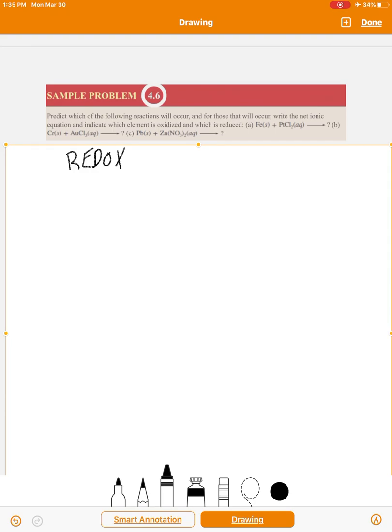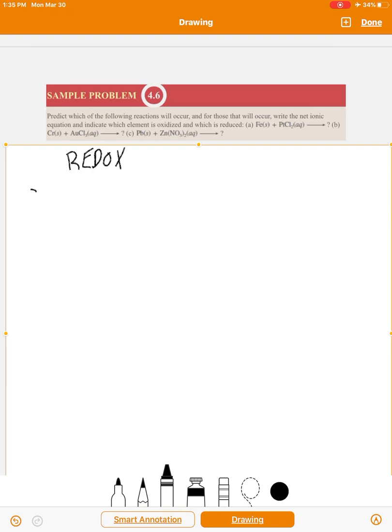So A is iron, solid, Fe, plus platinum chloride, PtCl2, aqueous, converted to what? B is chromium reacting with gold 3 chloride in water, and C is Pb, which is lead, reacting with zinc nitrate dissolved in water. So let's try to take a look at this one.